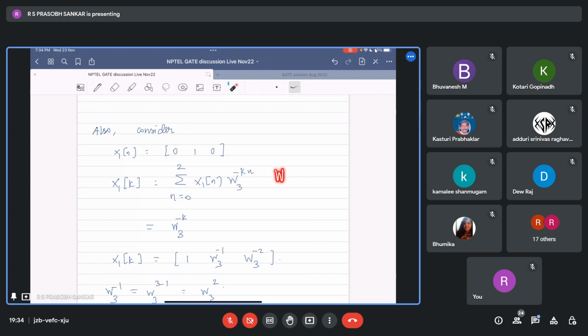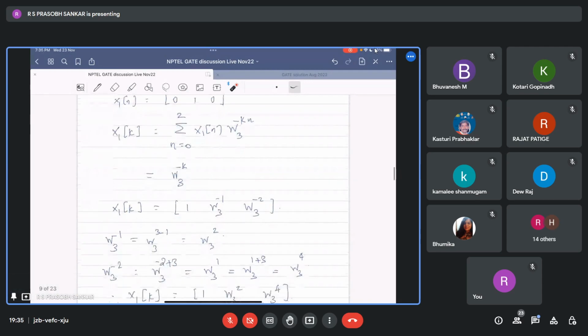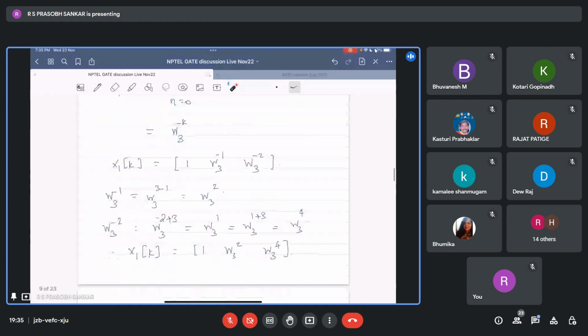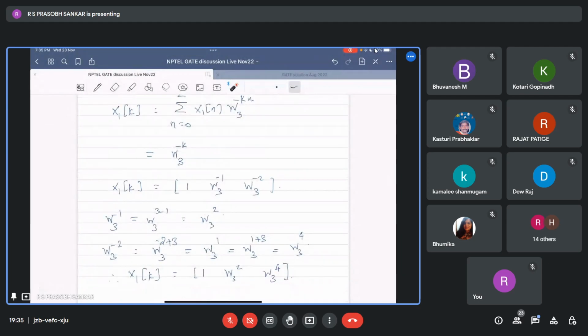Now, we have this property: WN^k is the same as WN^(k+N). Therefore, we can write this like this. W3 raised to minus 1 is the same as W3 raised to 3 minus 1, which is W3 square. Similarly, W3 raised to minus 2 is W3 raised to minus 2 plus 3, which is W3 raised to 1, which is also the same as W3 raised to 1 plus 3, which is W3 raised to 4. For this signal 0, 1, 0, the DFT is this thing. Is that okay? Shall I proceed?